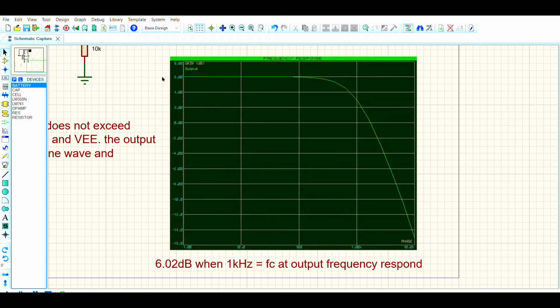So at the initial frequency, it has 6.02 dB on the gain side, and then at the cut-off frequency, it has negative 3.02 dB. So it's a negative 3 dB from its original base.